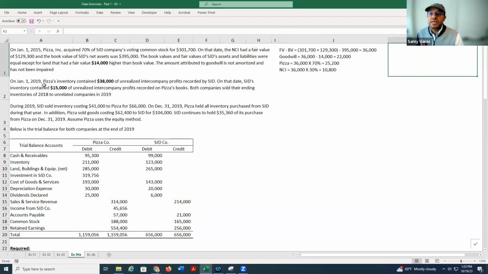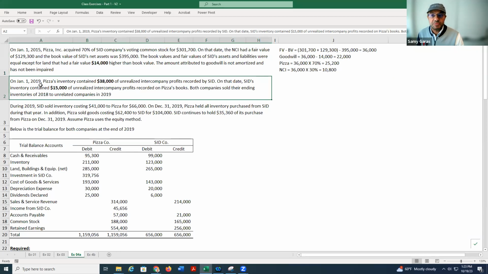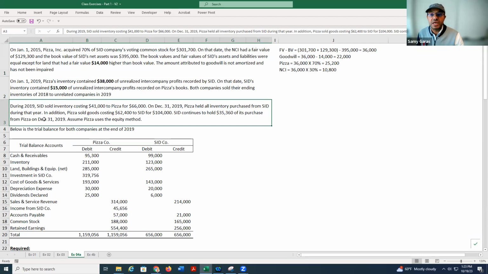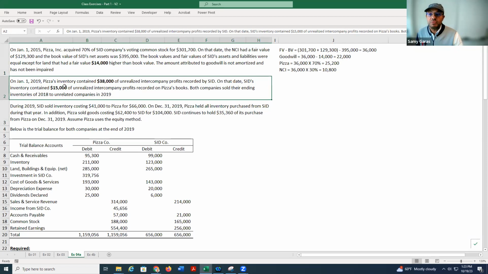In the second one, some transactions happened in the previous year. So on January 1, we see some unrealized gain that came from 2018. But in the next paragraph, we'll see some unrealized gain that happened at the end of 2019. So here we see the parent company contained 38,000 of unrealized profit recorded by SED. What does it mean? This is an upstream sale that happened from the subsidiary to the parent last year.